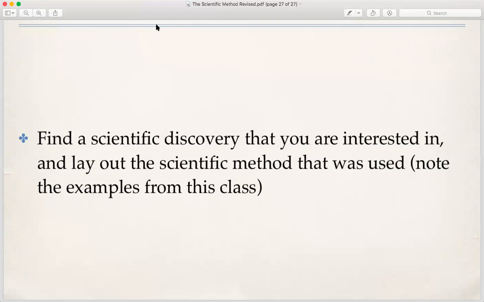So again, find a discovery that you're particularly passionate about or interested in, and lay out the method that was used, and send that to me personally. I'm going to type my email in the chat, and you can make a note of it. Please send it to me before next Saturday, so I can review some of it and give you individual notes when we get back to class next Sunday. So if you have any final questions, let me know.